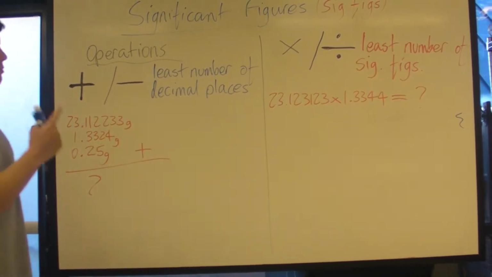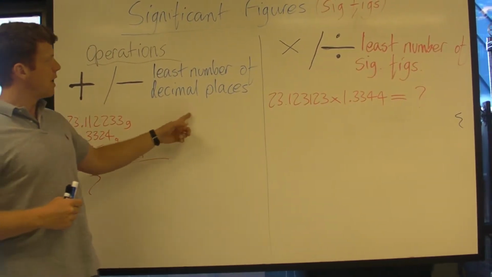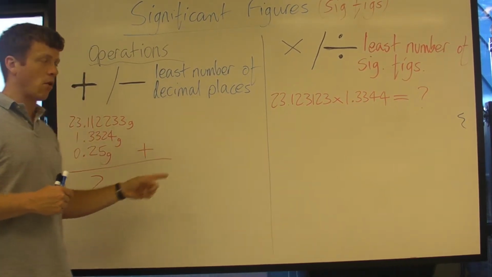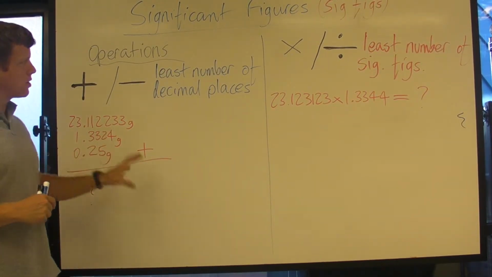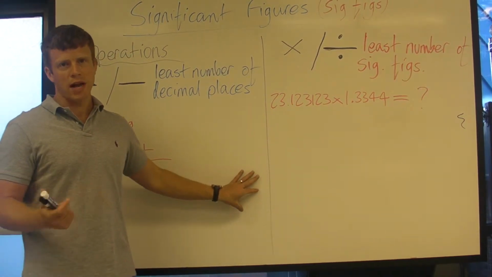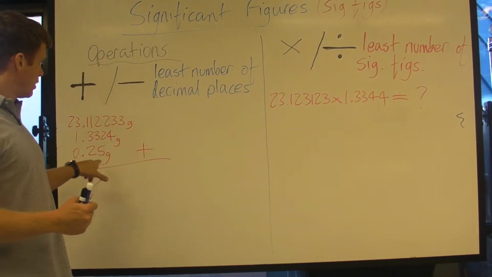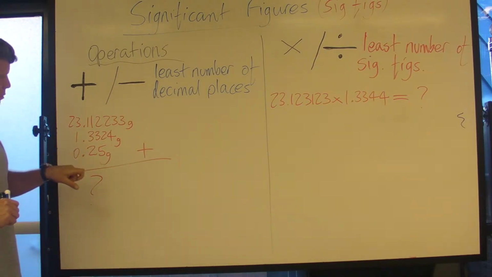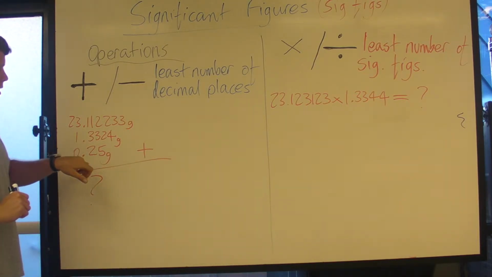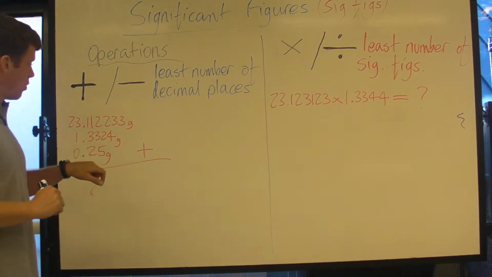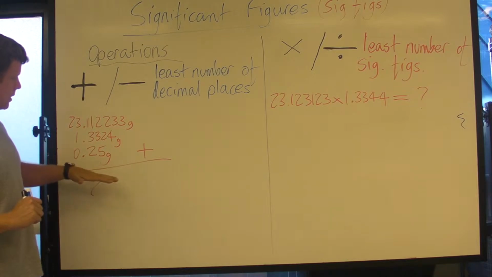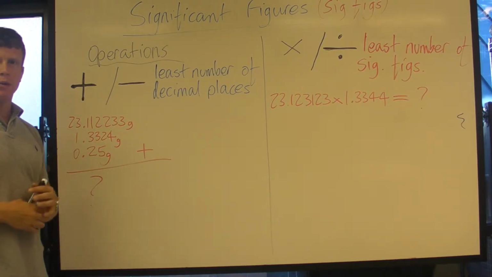So for addition and subtraction, what you're going to do is record your answer to the least number of decimal places from your data. So the answer that you write down can't be more exact than the least accurate measurement. And in this case we've got 2 decimal places as the least exact number. So we couldn't report our answer to this sum to more than 2 decimal places.